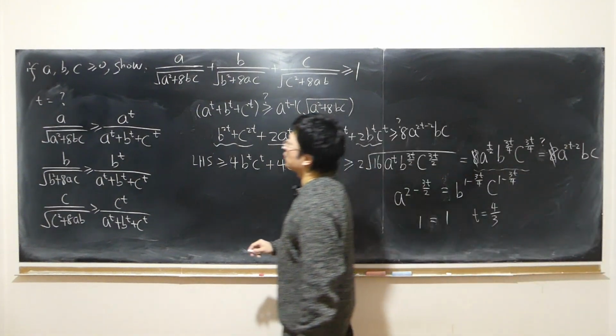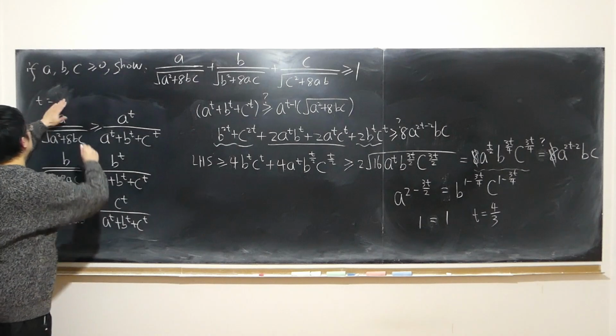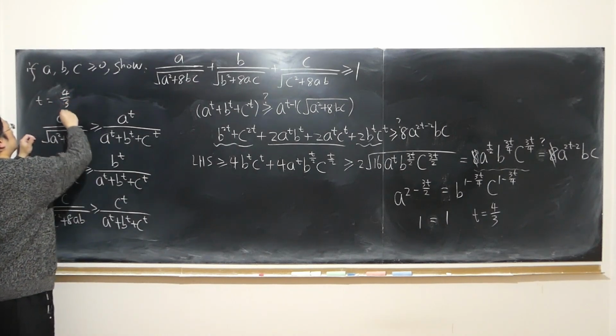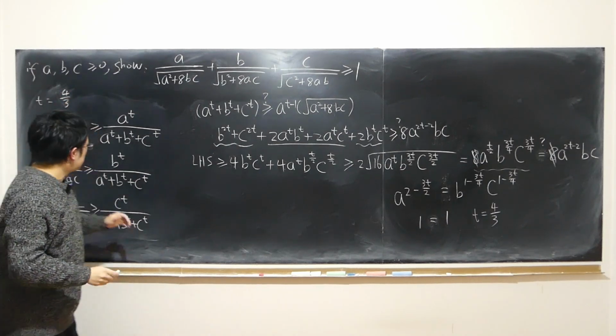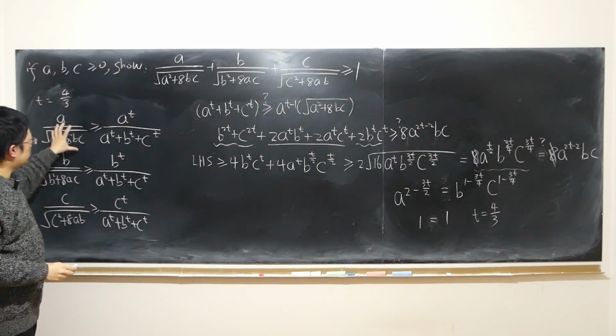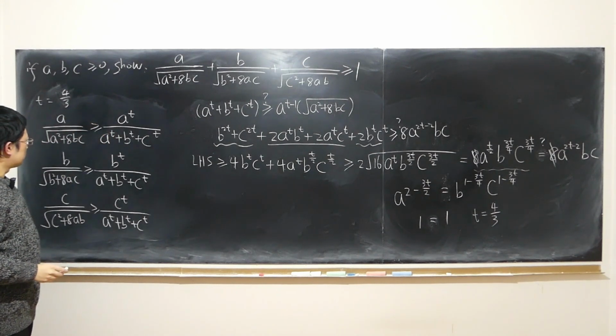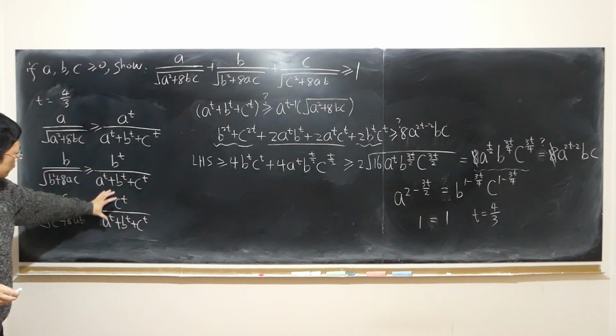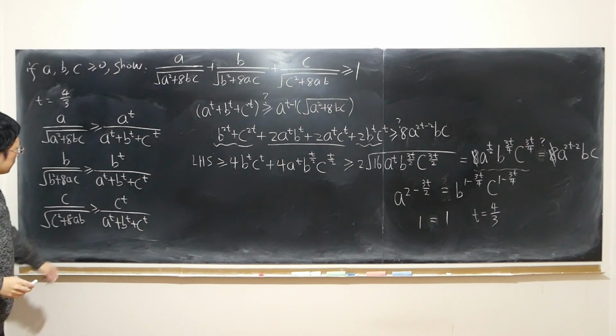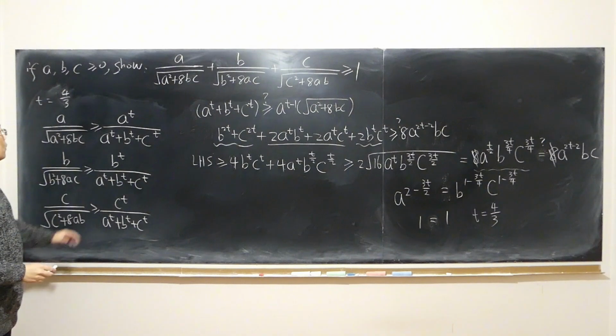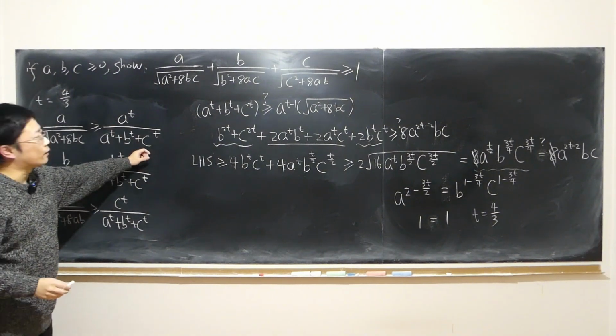So yes, when you have t equals 4 over 3, first of all, you have this inequality holds. Likewise, like I said, I'm not going to prove those two because they're quite similar. Then you have the right-hand sides add up to 1. Then we're done.